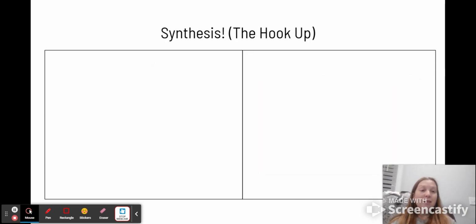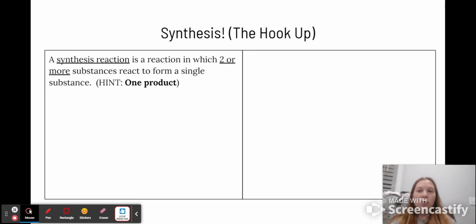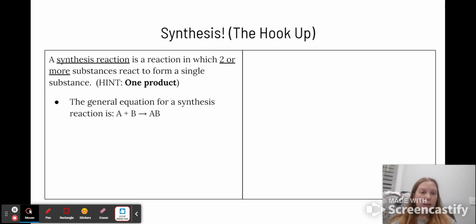So first, let's talk about synthesis. I try to use this in dating terms since you're in high school, and this is what I call the hookup. So a synthesis is where 2 or more substances react to form one substance. And this, we look for one product. If you see an arrow and then only one thing after it, that's a synthesis reaction. Your general equation for this is A plus B yields AB.